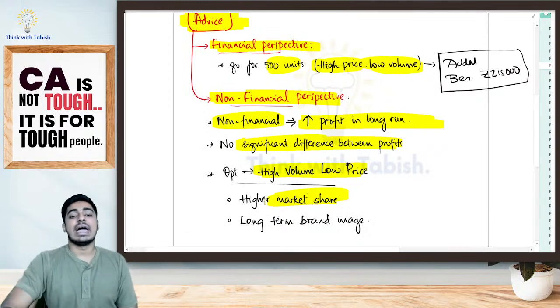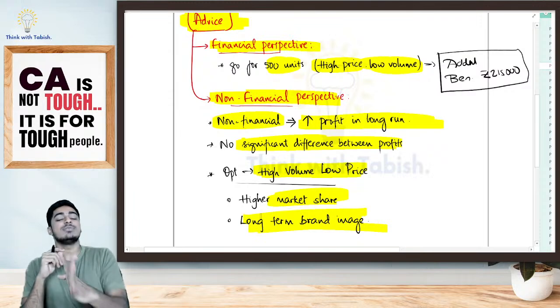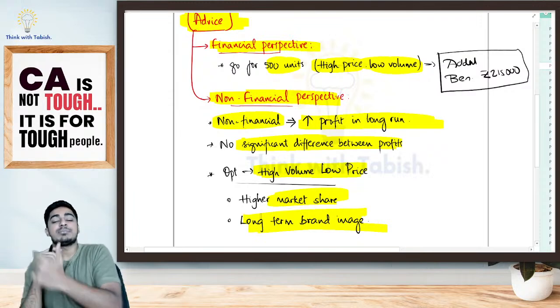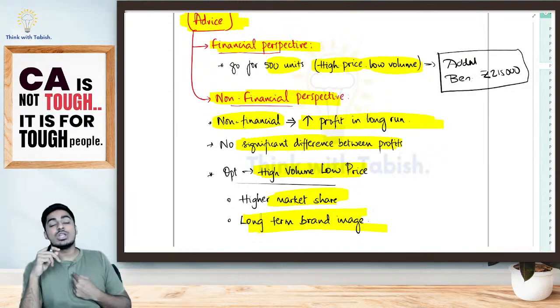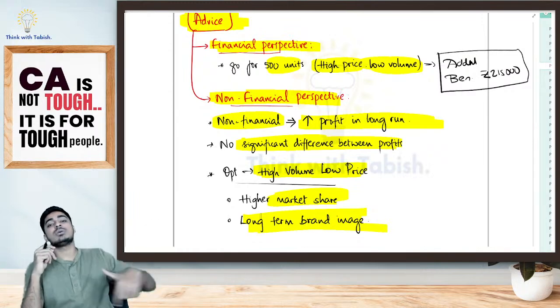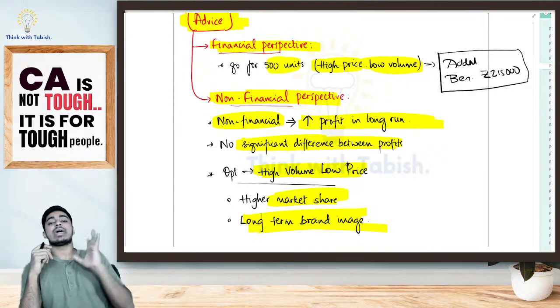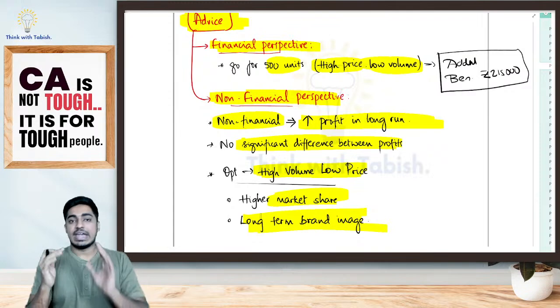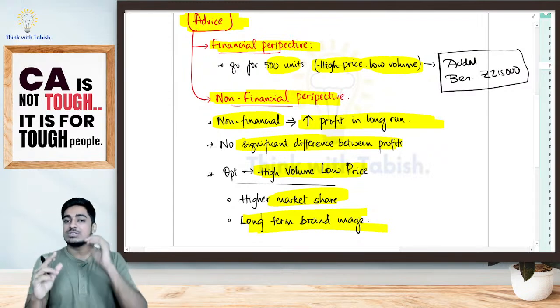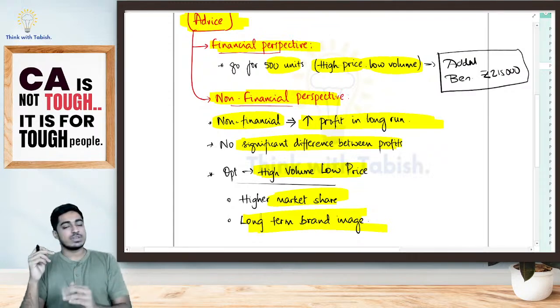Point number 1. And long-term brand image would be created. If our tablet is very good, in the future, if we are bringing up a new tablet, it will help us because more people have already known about my product. They know the quality of my product and it has created a brand image. Is it clear, students? Now, advice: every time advice comes, we need to write the advice from a financial, non-financial perspective.